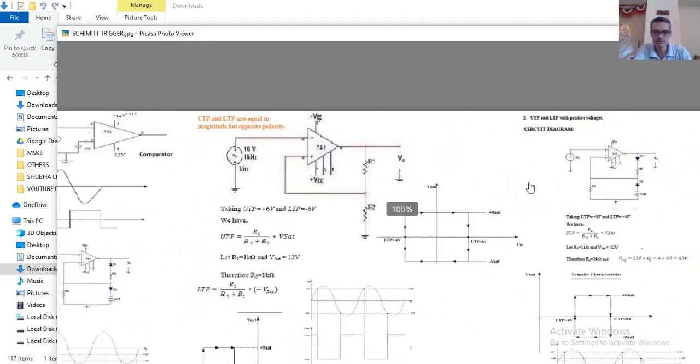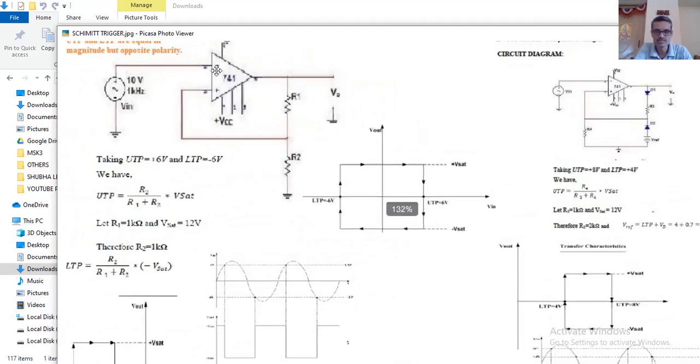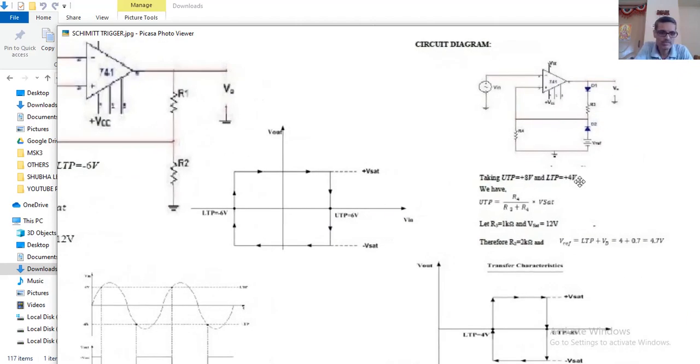Now I'll go to one more circuit where the UTP and LTP are not equal, but both UTP and LTP are positive voltages. In the earlier case it was plus 6 and minus 6, but here it is plus 8 volt and plus 4 volt. That means both the upper trigger point and lower trigger point are positive voltages.